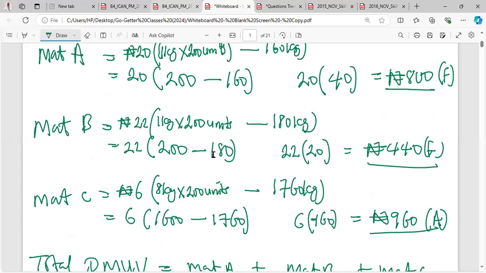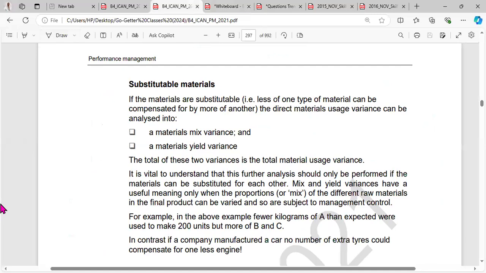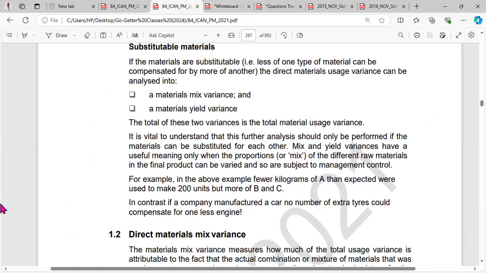In contrast, if a company manufactured a car, we cannot say that we can use tires to compensate for the engine. We cannot compare tires and engine because they cannot be substituted for each other. That is what we are learning here. Substitutable materials are only suitable for the mix and yield variances.